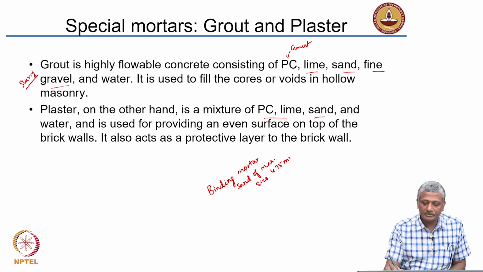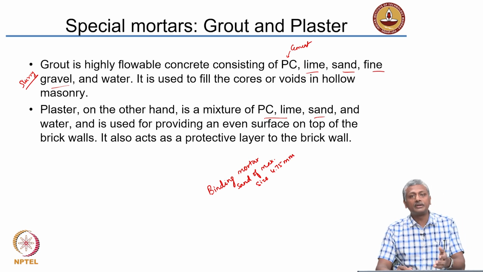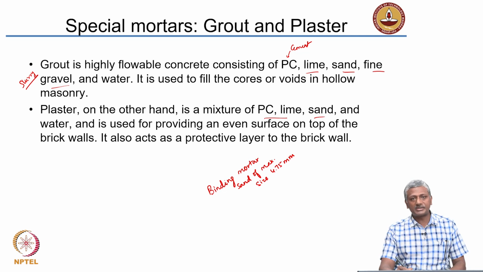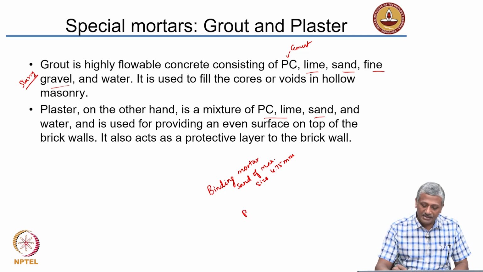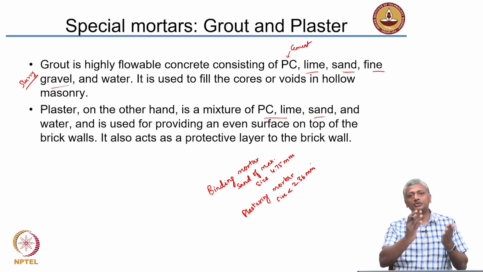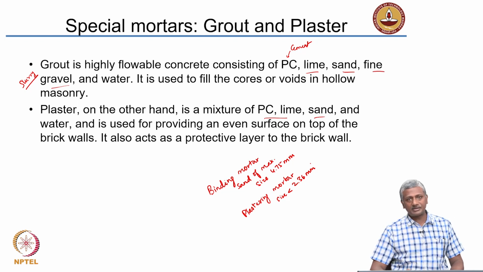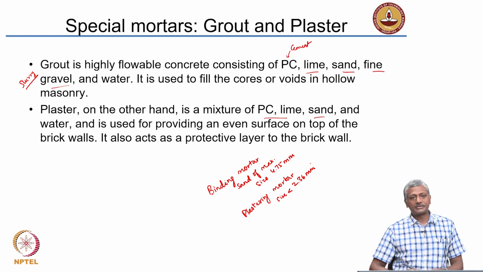4.75 millimeters. When we talk about concrete, you will learn that fine aggregate or sand typically has size less than 4.75 millimeters. For plastering mortar, we want to reduce that size even further. In plastering mortar, we typically use size less than 2.36 millimeter, because you want to get a nice smooth finish on the outer surface. That is why for plastering, you need to have a sand size of lower sizes.